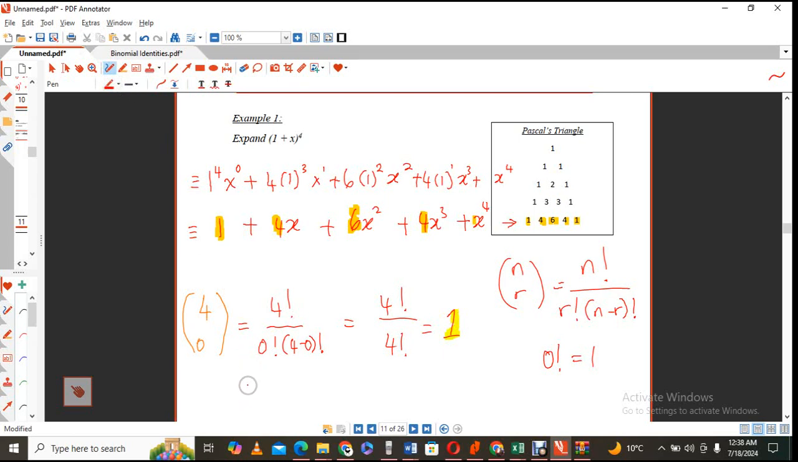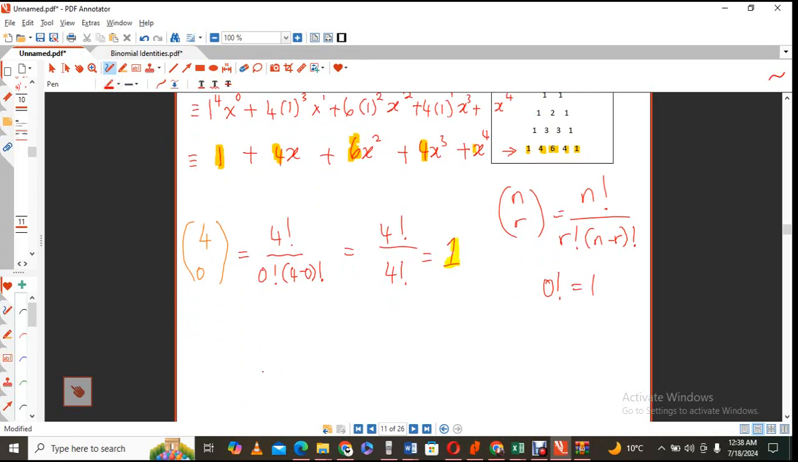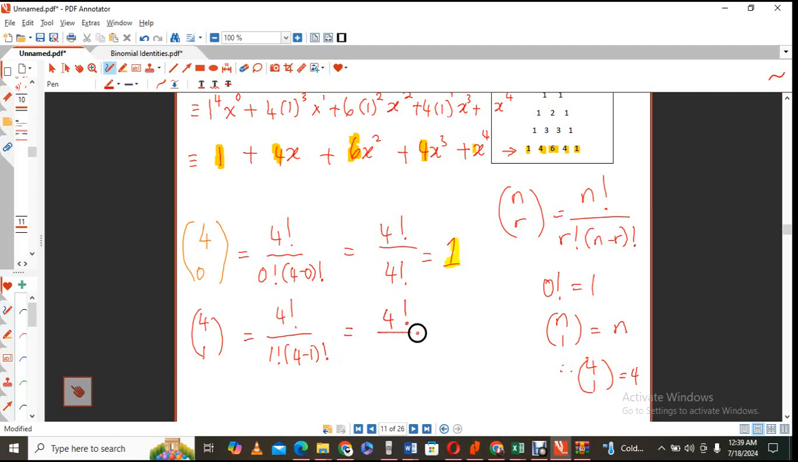Okay, the second one. So let's just go back, and then I have 4 choose 1. So 4 choose 1 would be 4 factorial over 1 factorial and 4 minus 1 factorial. You should also know that if you have n choose 1, this is always going to equal n. So therefore, something like 4 choose 1 will give me 4. But let's go ahead and show that. So that is 4 factorial. Well, 1 factorial is just 1, so no need for me to write it down.